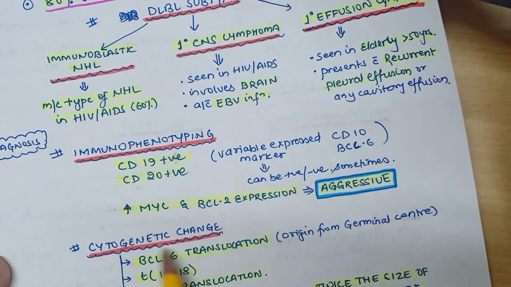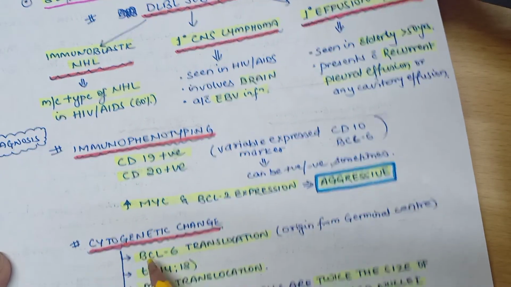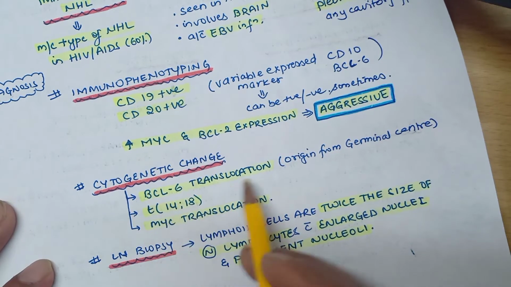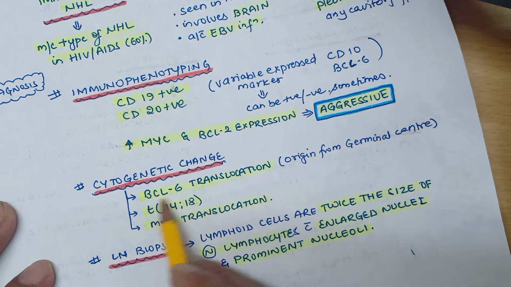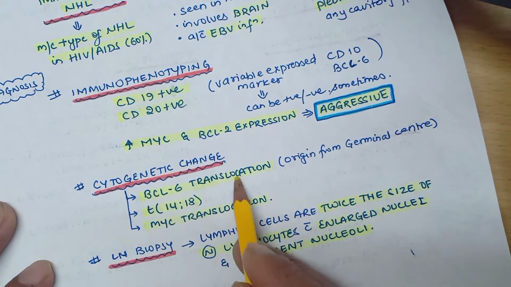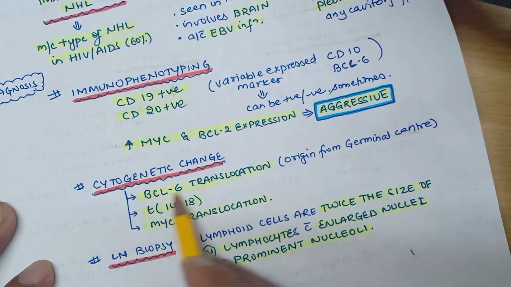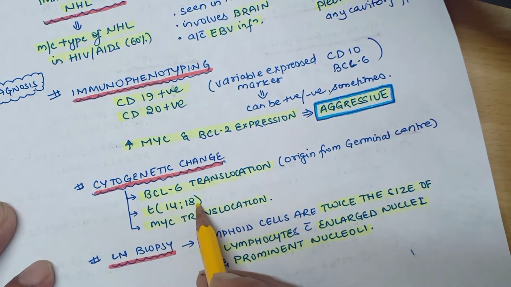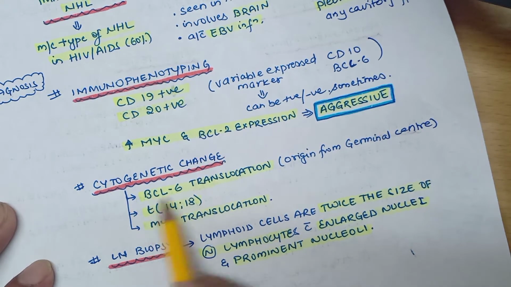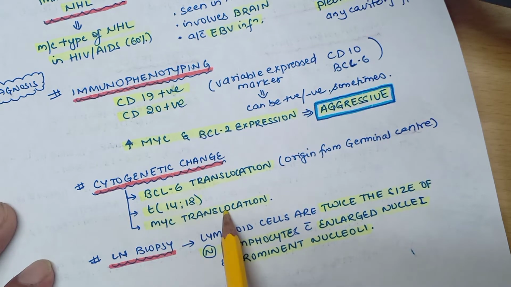Now what are the cytogenetic changes? There are three cytogenetic changes. One is BCL6 translocation. BCL6 is of germinal center origin, so it originates from the germinal center. Then there is the translocation from 14 to 18, and MYC translocation. So these three cytogenetic changes are seen in DLBCL.